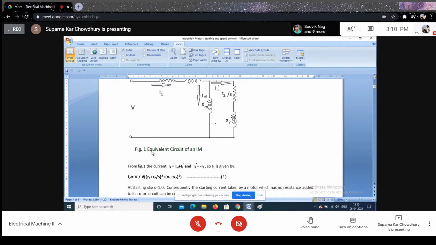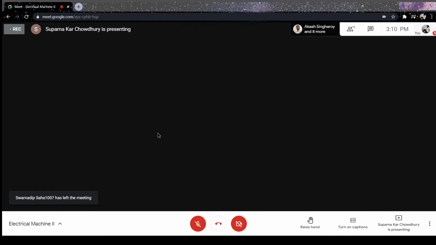Now, here you can see that approximately that this current has been shown. Now, at starting condition, S is equal to 1, the slip is 1. So starting current will be V divided by root over of (R1 plus R2) square plus (X1 plus X2) square.